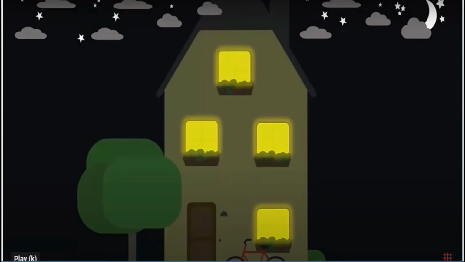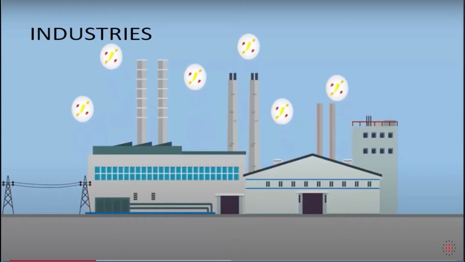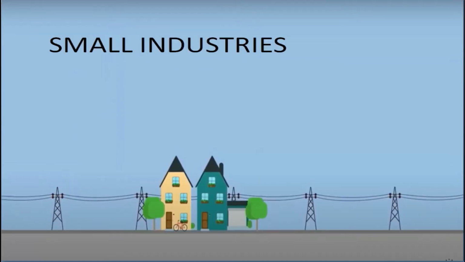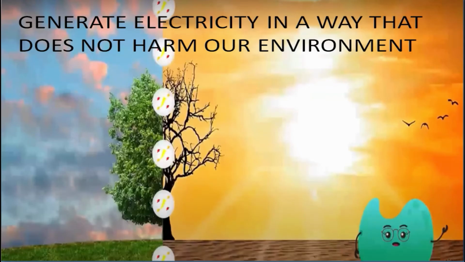Anyhow, we have become very dependent on electricity. No country can run or function without this energy. In the world of industry, energy is like oxygen. No industry can run without electricity. From big industries to small industries, home appliances, everything runs on electricity. Because we need electricity, we must find a way to generate it so that it does not harm our environment.